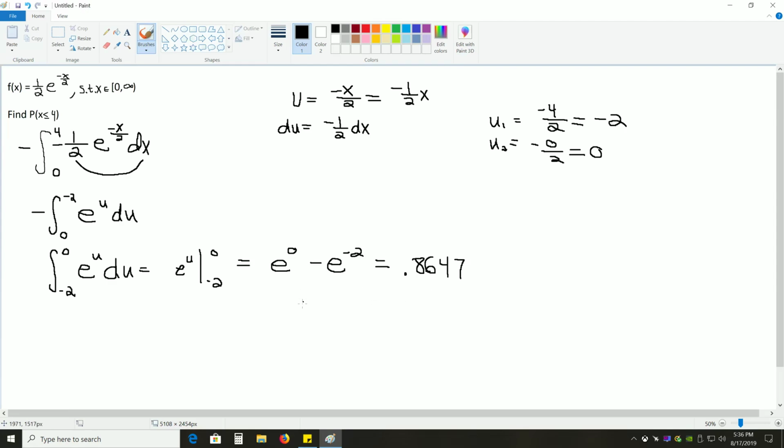And because this is a probability, we say that the probability that x is less than or equal to 4 is this 0.8647, which we can convert to a percent, giving us 86.47%.